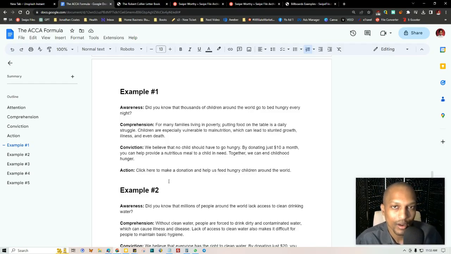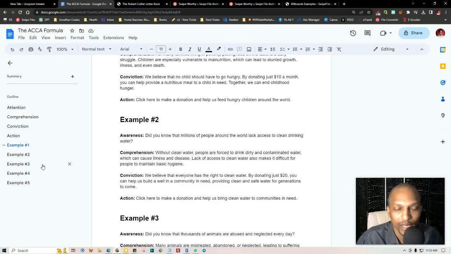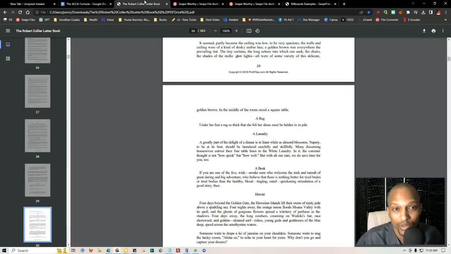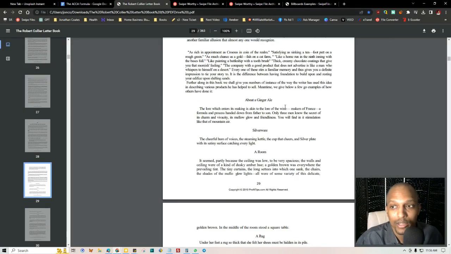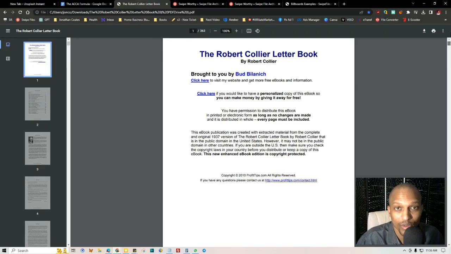Take this step here. And again, I'll leave this in the description so you can check out the other 3. And also, I'll leave the Google search results in regards to the Robert Collier letter book. That way you can decide however you want to check this out. But I do think that you should go ahead and take a look at this because it's an enormous resource for copywriters, all right?